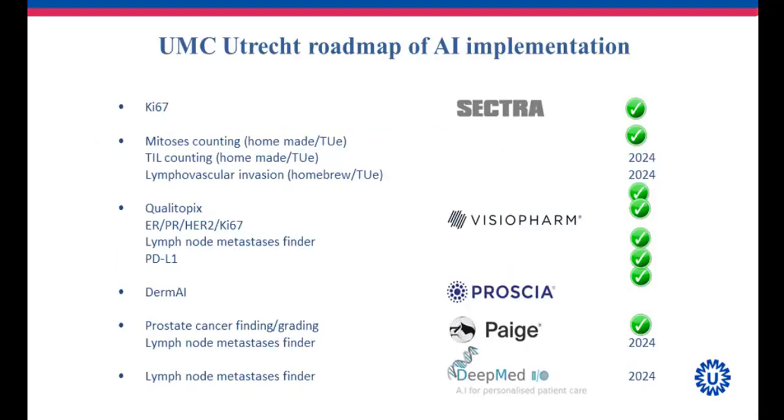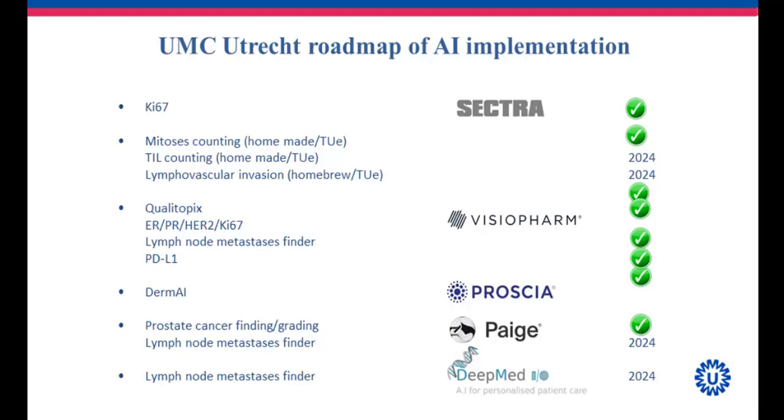So we have this in place, and we do this routinely now. This is part of a big roadmap of AI implementation that we are very diligently working on in the UMC Utrecht. And you see that we have different AI applications in place: the Ki67 from Sectra, a mitosis counting algorithm that we made ourselves together with the Technical University in Eindhoven, TIL counting that we're working on ourselves, and lymphovascular invasion that we're working on ourselves.